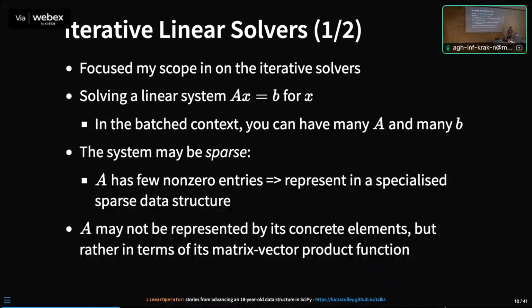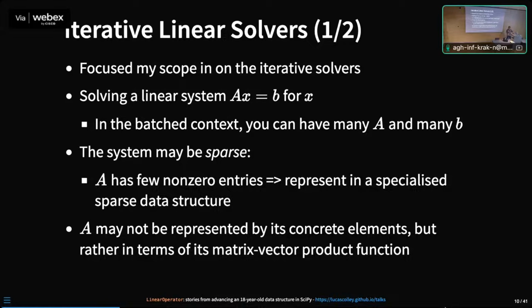Okay. I focused my scope in, not on the whole module, but specifically on the iterative solvers. What are these algorithms? What they're doing is solving a linear system, AX = B, where A is some matrix, B is some vector. You know those in some form, but X is unknown, and you're trying to solve for X. In the batch context, this means you have many of these A, many of these B, and you're trying to find what all of the different X's are. In particular, in this sparse module, the system may be sparse, and that just means that A might have very few non-zero entries, so it's mostly empty.